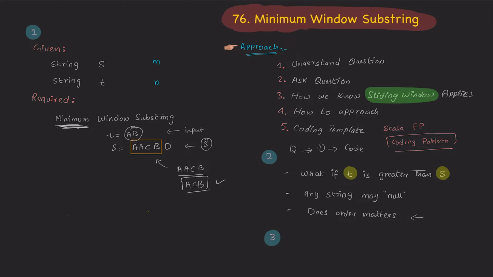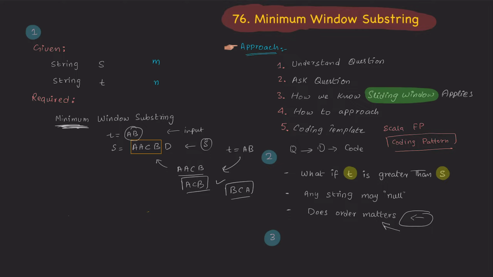Now, if you ask this third question, what I was talking about, does order matter? Order matter means that this T has characters A and B. Or are you expecting from this substring that A should come first in that substring and B should come later, and in that case B, C, A will be a wrong answer? Are you expecting this or no? They will say, no, your order doesn't matter.